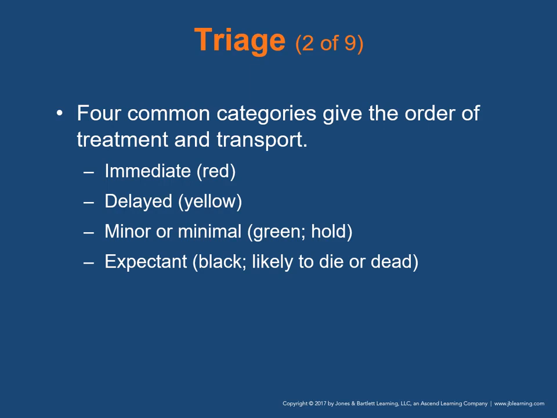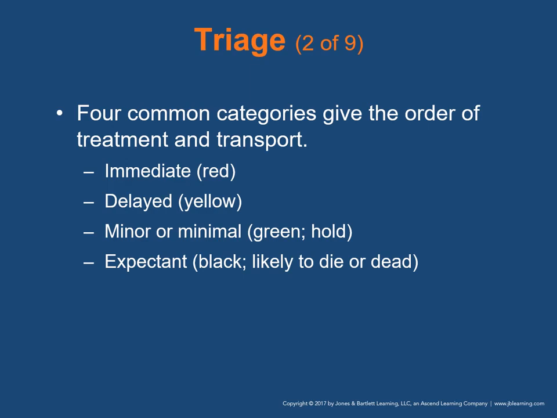A is immediate, tagged red. These are first priority patients. They need immediate care and transport, and usually have problems with ABCs, head trauma, or signs and symptoms of shock. The next is delayed or yellow tag. These are second priority patients. They need treatment and transport, but it can be delayed. They usually have multiple injuries to bones or joints, including back injuries with or without spinal cord injury.